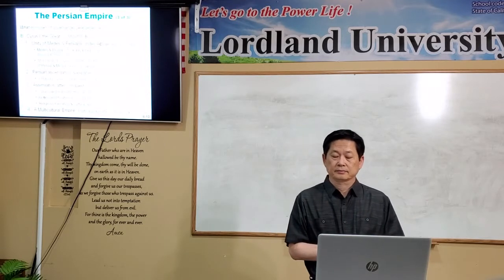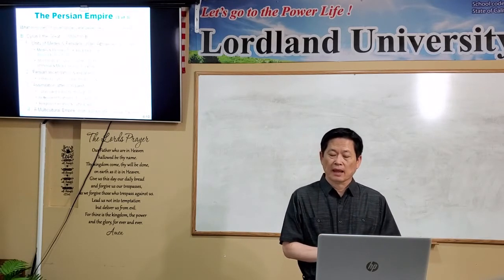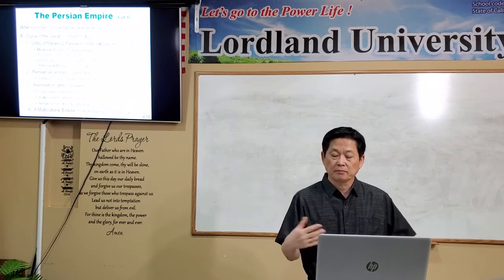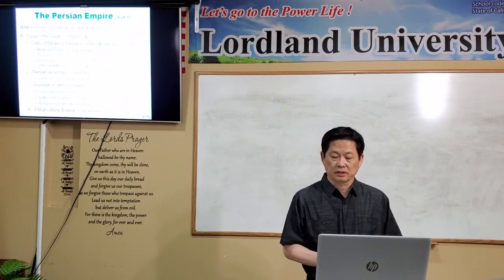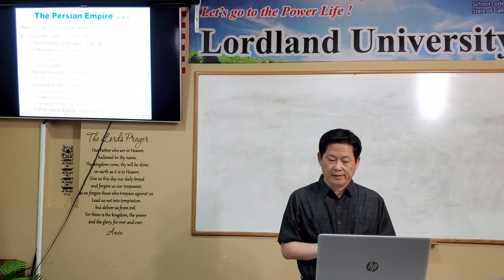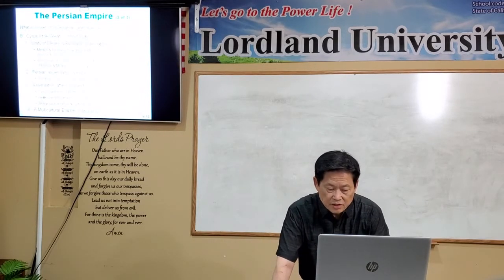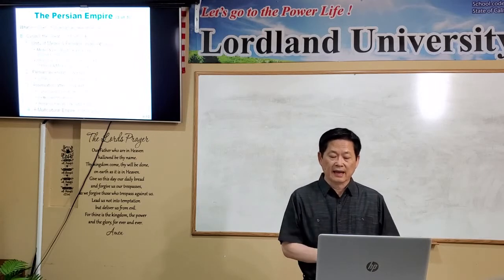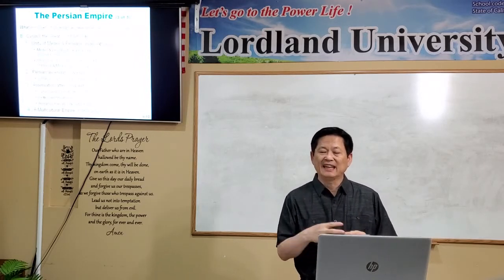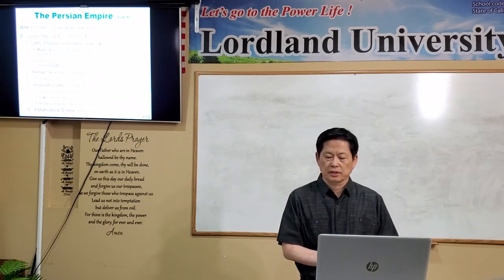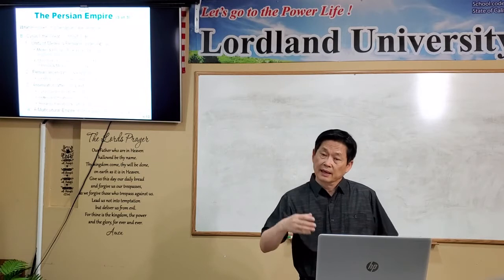Cyrus II overthrew the Median kingdom and became the ruler of Persia and Media, united Media and Persia, and founded the Achaemenid Empire. Cyrus conquered Babylon in 539 BCE, and Cyrus released the enslaved Jews from captivity.